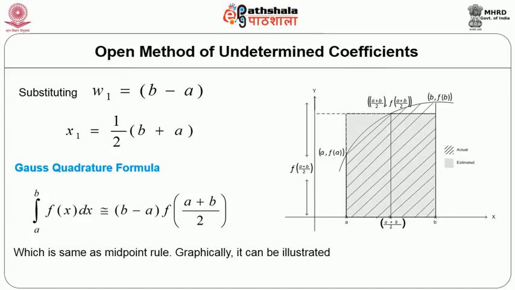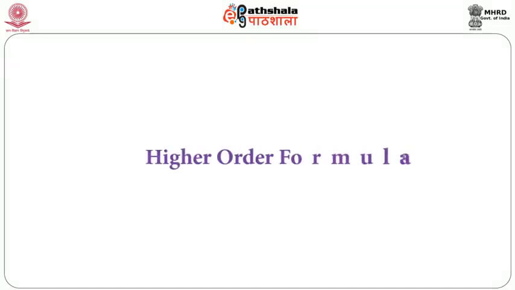It is like a rectangular rule, the value of f at the midpoint (a plus b)/2 multiplied by the width of the interval over which we are integrating, that is (b minus a) into f of (a plus b)/2. Let us go on to derive higher order formulas, that is when n is 2, 3 and so on. When we apply this method, we substitute f(x) equal to 1 and so on, and we will get 2n equations to be solved in 2n unknowns, namely the unknowns being x1, x2, ..., xn and w1, w2, ..., wn.